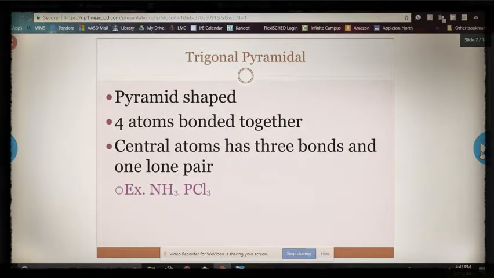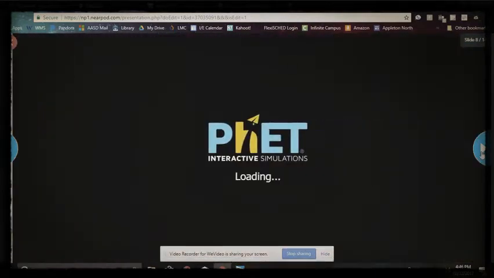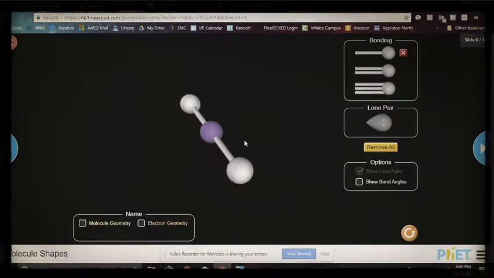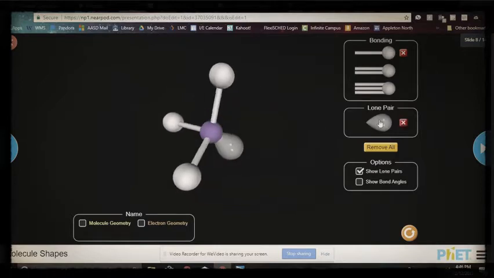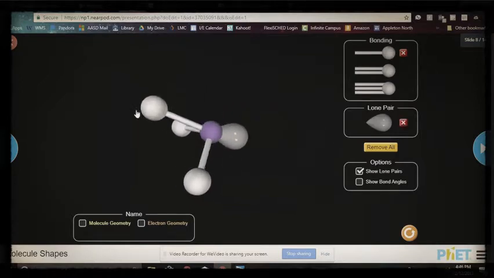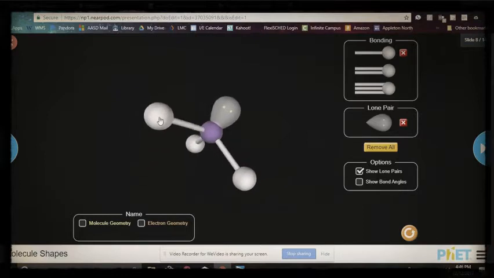Then another one that we have is trigonal-pyramidal, and this is kind of a pyramid-ish shape. You have 4 atoms bonded together, and that central atom is going to have 3 bonds and then 1 lone pair. So NH3 is an example of this, and PCl3 is an example. So looking at what you would have here, we need another bond on here, and then you'd have a lone pair. And this would cause it to have that slight pyramid kind of shape.